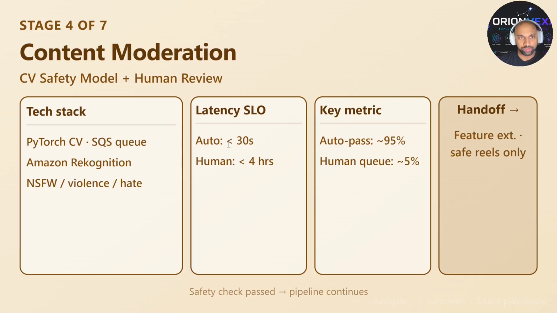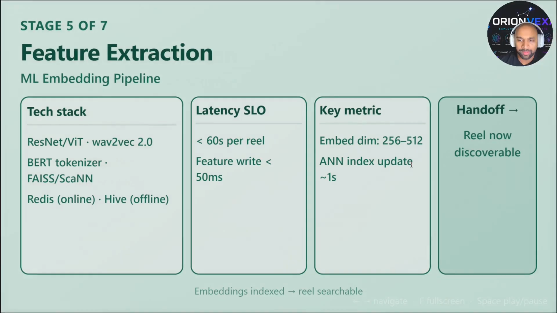If it requires human review, then the latency is 4 hours. The key metric is that 95% will go through the automated system, and only less than 5% will require human review. Handover: once content moderation is done, it will be handed over to feature extraction.